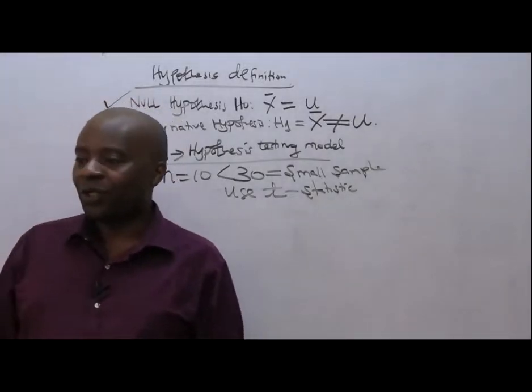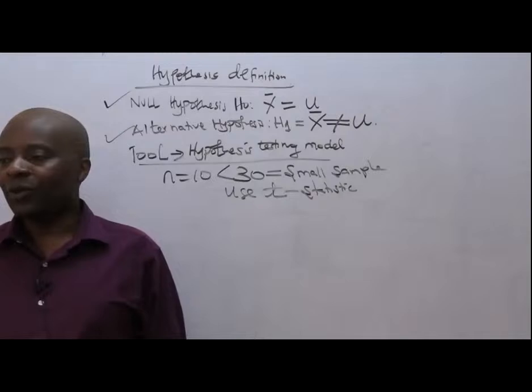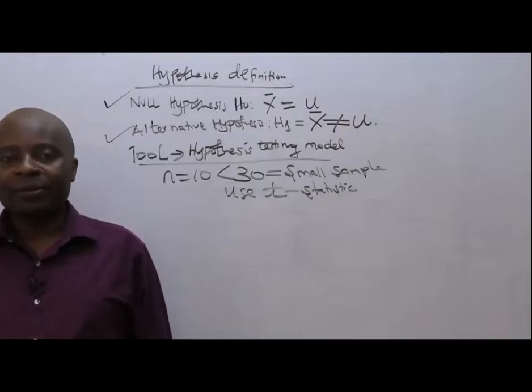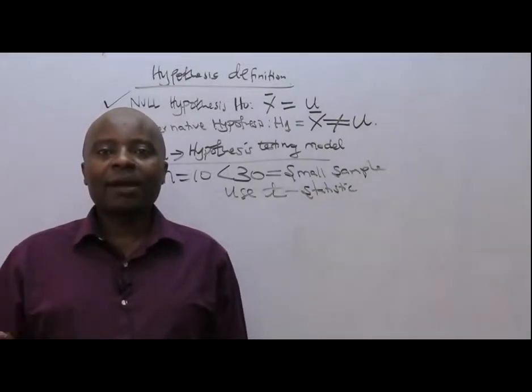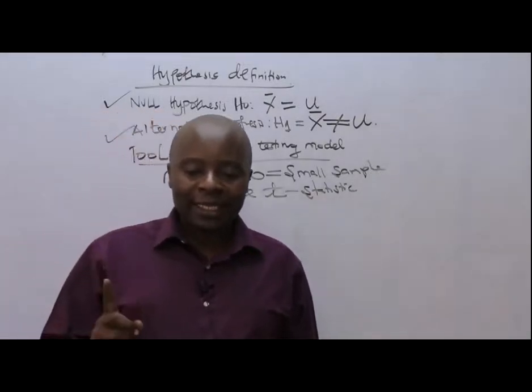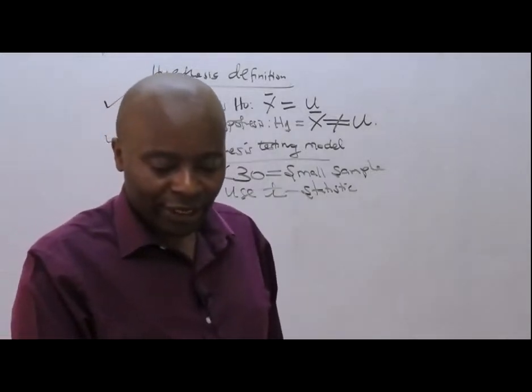So now we can continue. What have we said? Small sample, we use what here? The T statistic. And the large sample, we use what here, somebody? The Z statistic.